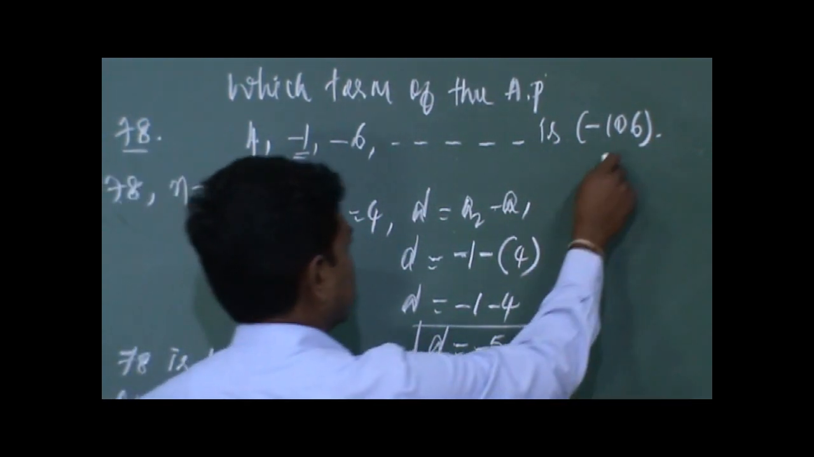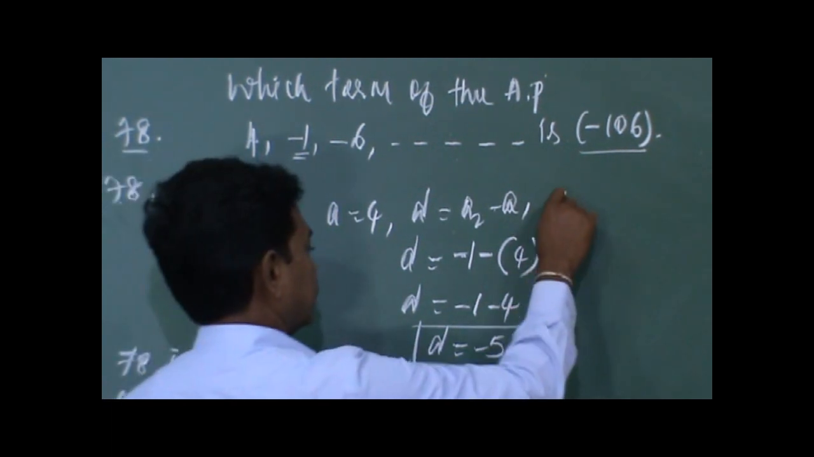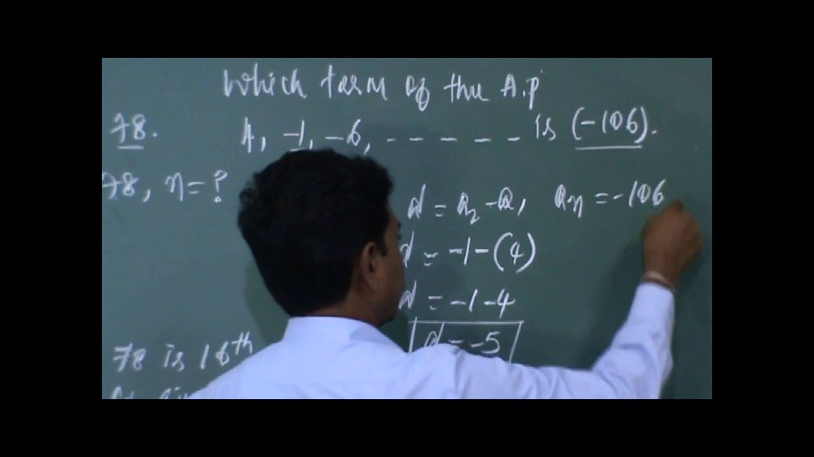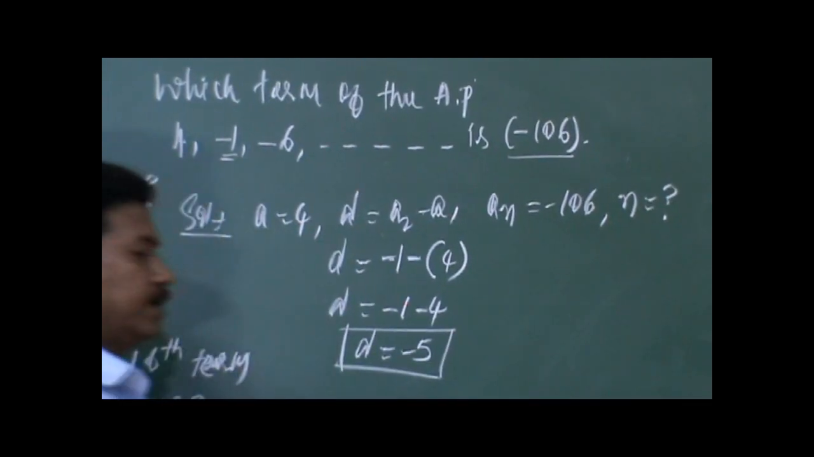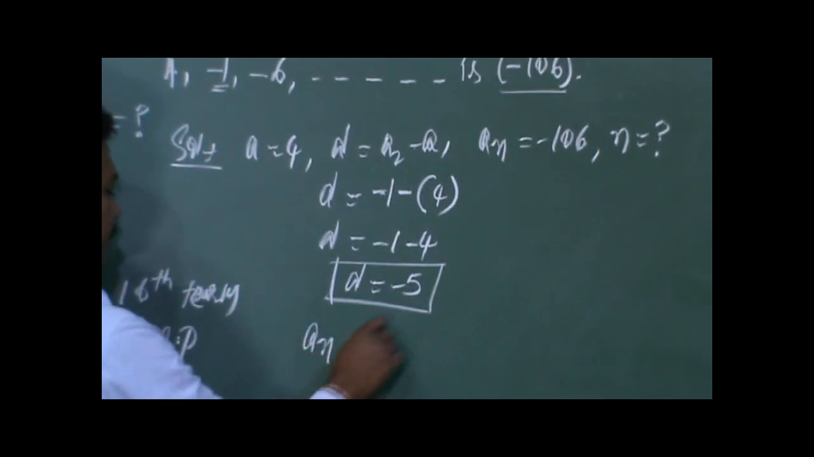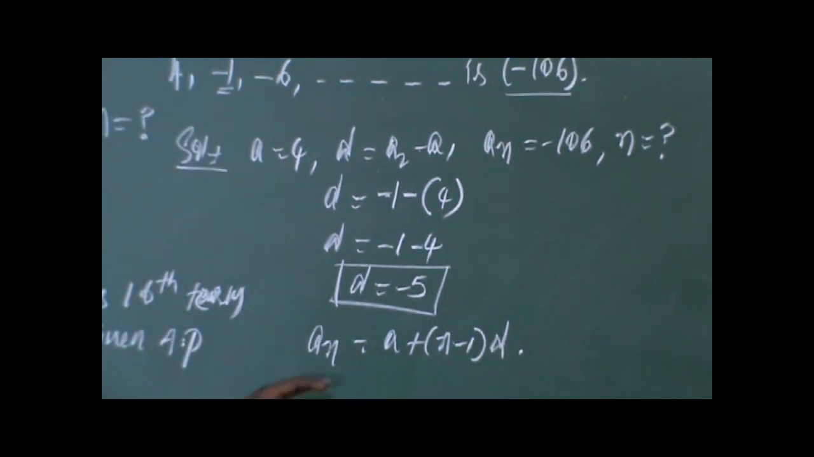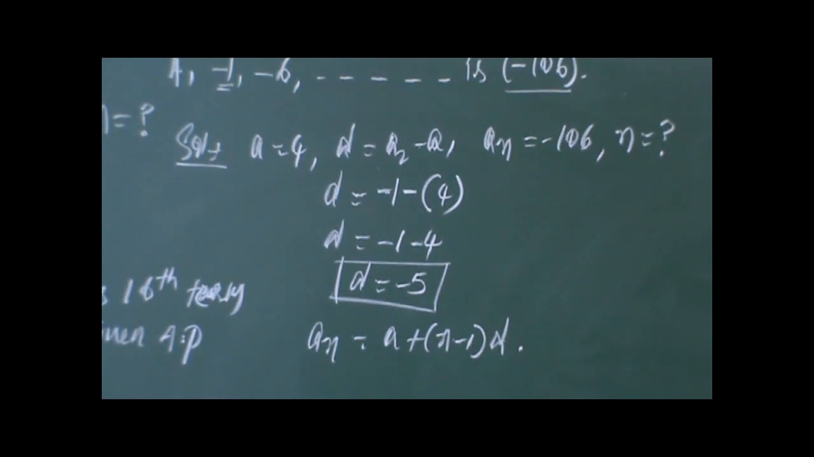So you have to consider this minus 106 as the last term, that's the nth term. So AN is equal to minus 106. We have to find out the value of N. I hope we can do this by applying the formula AN is equal to A plus N minus 1 into D. So substitute the values, simplify, go with the solution and write the conclusion. Don't forget to write the conclusion, because we will be convincing the evaluator that this is the particular term of the AP.